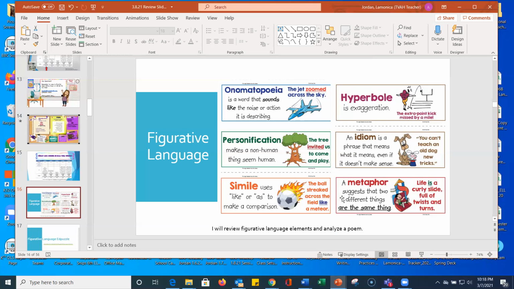A metaphor, my goodness. A metaphor suggests that two different things are the same thing. So they compare two things, but it's not going to use like or as. Life is a curly slide full of twists and turns. So it's comparing life to the curly slide. But there is no like or as, it is, or they are, okay?